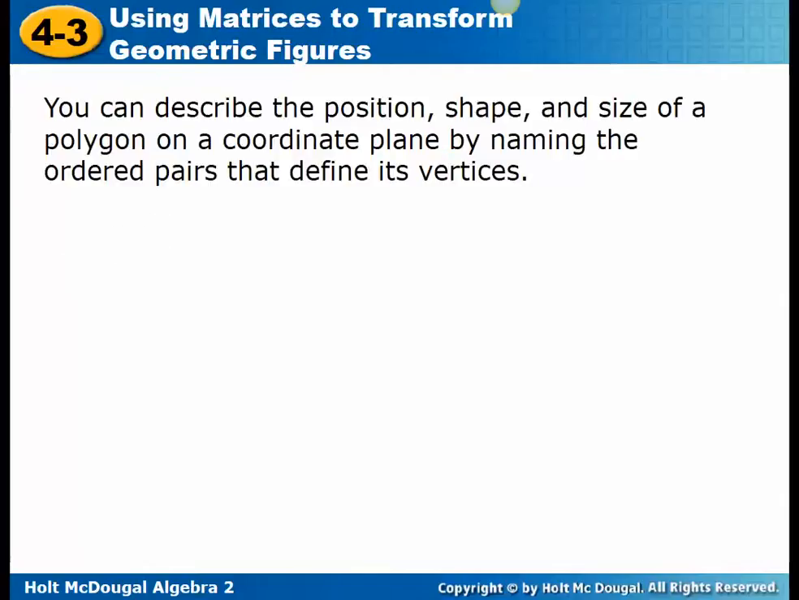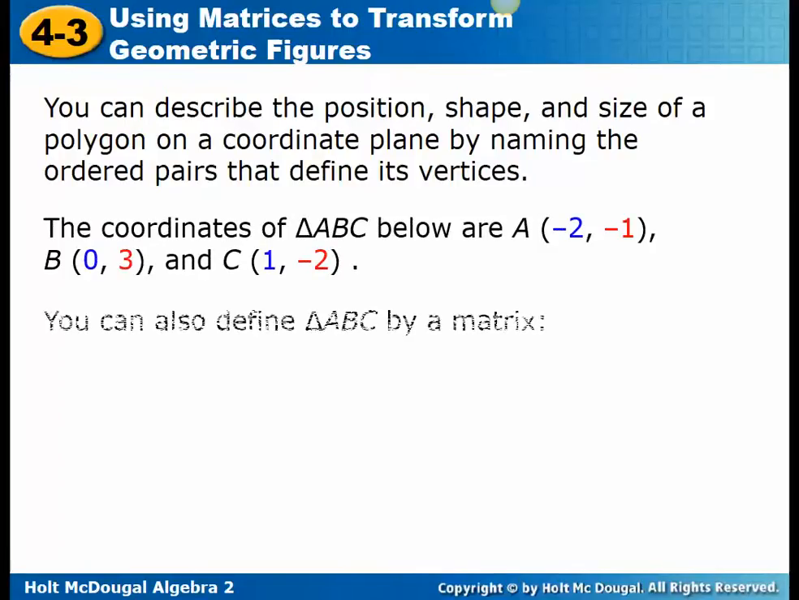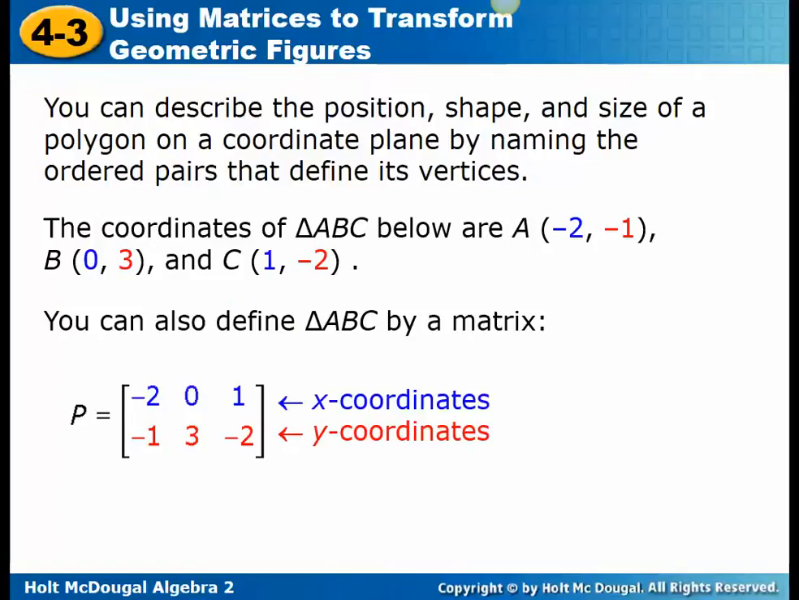We can describe the position, shape, and size of a polygon on a coordinate plane by naming the ordered pairs that define its vertices. For example, we have a triangle.